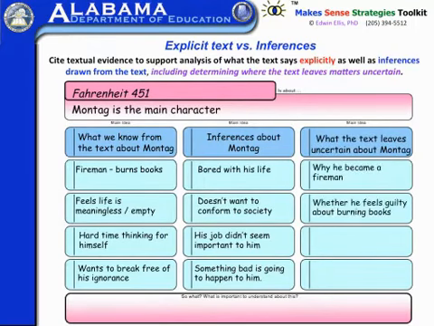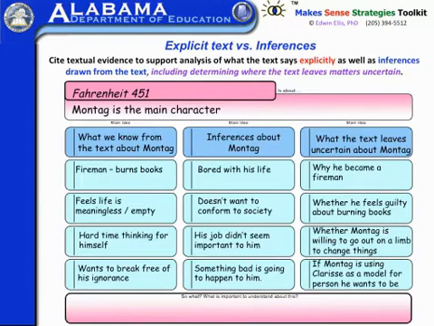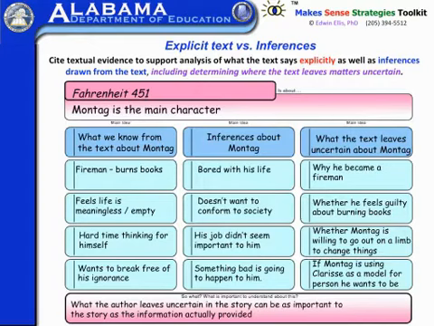Why he became a fireman, whether he feels guilty about burning books, whether Montag is willing to go out on a limb to change things, if he's using Clarisse as a model for the person he wants to be, and so forth. And of course at the bottom there's so what's important to understand about this. So what the author leaves uncertain in the story can be as important to the story as the information actually provided.